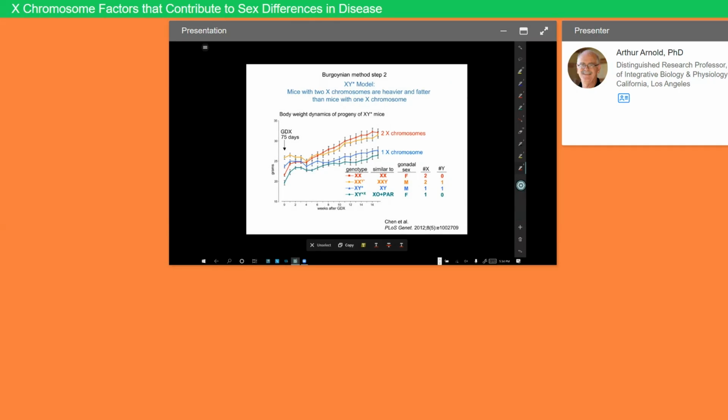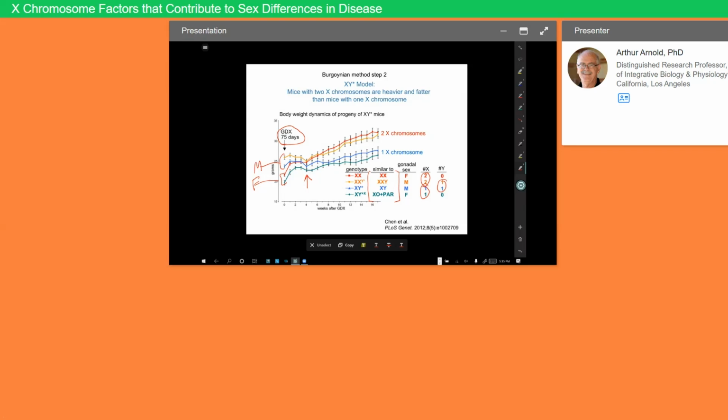And this is a model that has 4 different genotypes shown here as XX, XXY, XY, and XO. And they either have 2 X chromosomes, or they have 1 X chromosome, or they have a Y chromosome or not, but the number of X and Y chromosomes are relatively independent. So we do the same experiment at 2.5 months of age. We weigh the animals before we take out the gonads, and the 2 male groups weigh more than the 2 female groups as before.